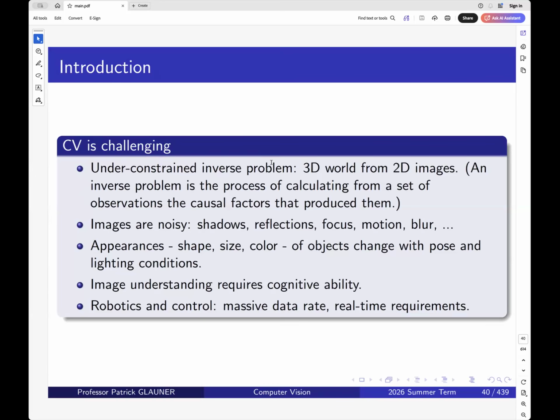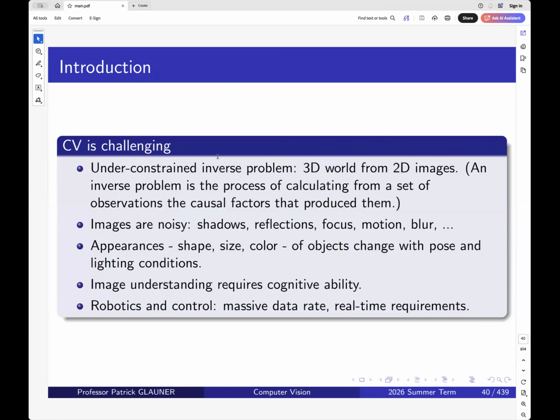Now, so far, I have skipped the first bullet point. Computer vision is a so-called under-constrained inverse problem. Now, what does that mean? What is an under-constrained inverse problem? First of all, we deal with a 3D world, but we mainly have 2D images. In most computer vision applications, we have 2D images, but actually we try to reason about a 3D world.